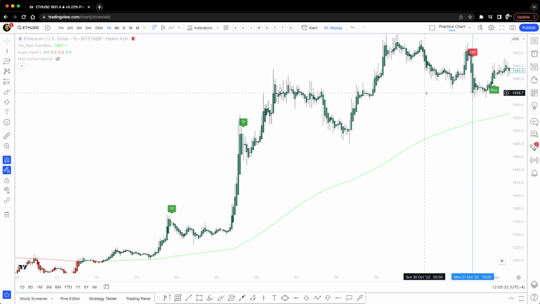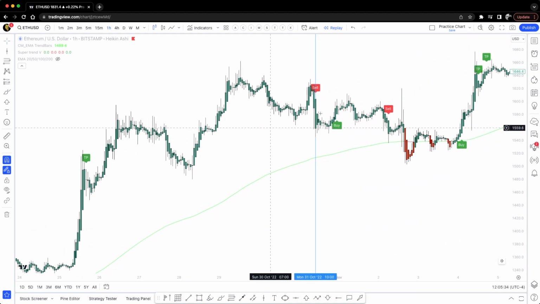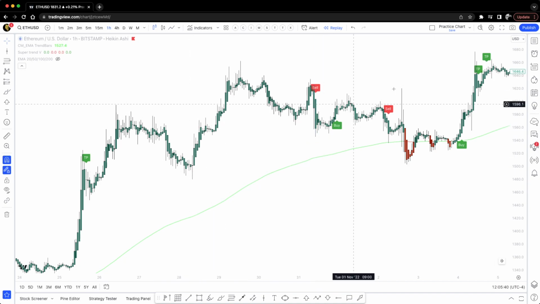Okay, you ignore whatever sell signals you're getting if you're still bullish. If you're still within or above the 200, you're going to ignore the sells basically.